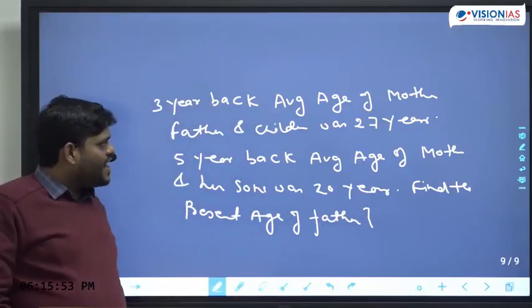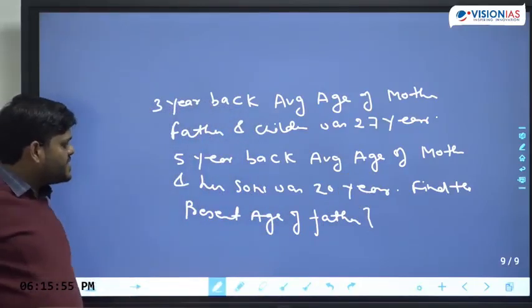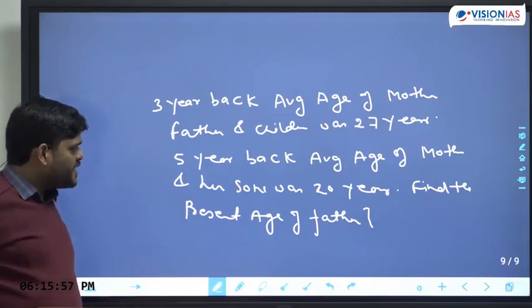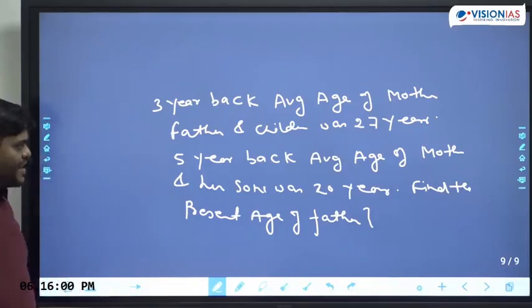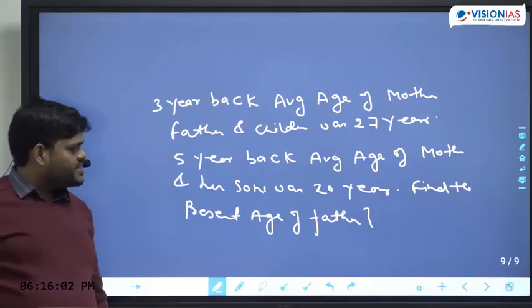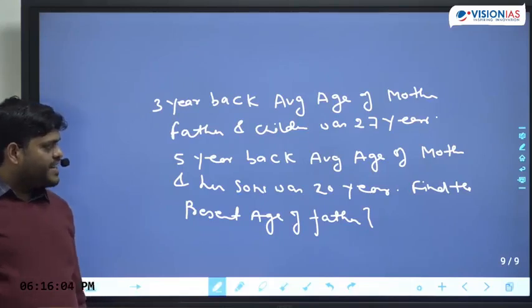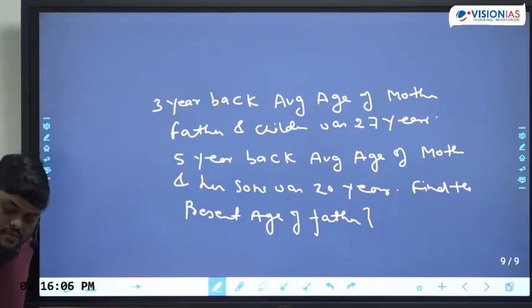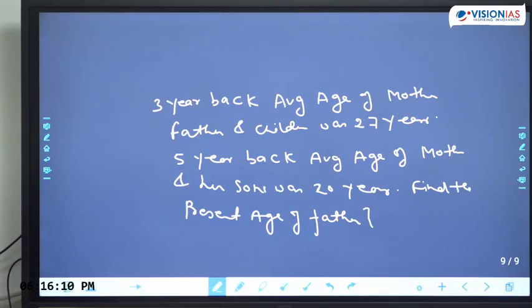Three years back, the average age of mother, father and their children was 27 years. 5 years back, the age of mother and her son was 20 years. Find the present age of father. Try this question.